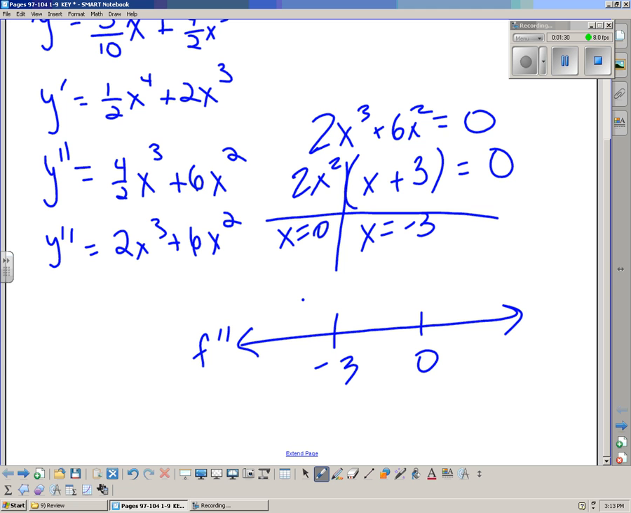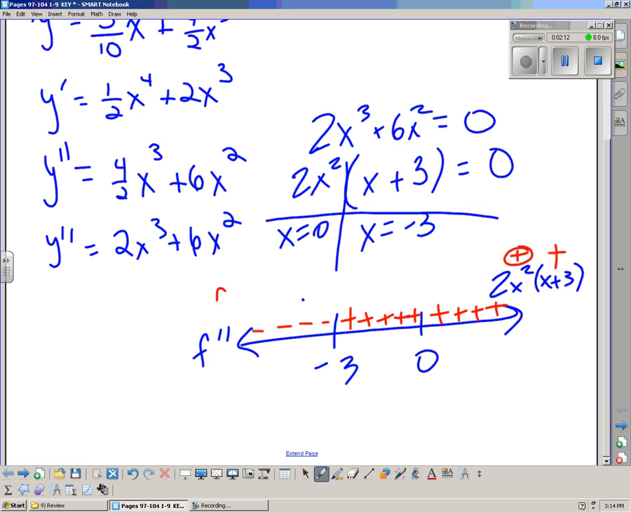If I look at -3 and 0 and consider the factored form of my second derivative, make a sign chart, we'll see what happens. If I plug in a number to the left of -3, say -4, 2 times -4 quantity squared is always positive, and -4 plus 3 is negative, so a positive times a negative is a negative. Between -3 and 0, I'll plug in -1. 2x squared is always positive, and -1 plus 3 is positive, so a positive times a positive is a positive. And past 0, I have a positive. 2x squared is always positive, and 1 plus 3 is positive, so positive.